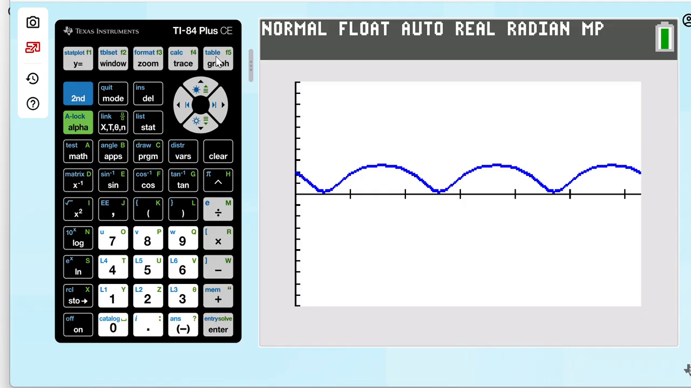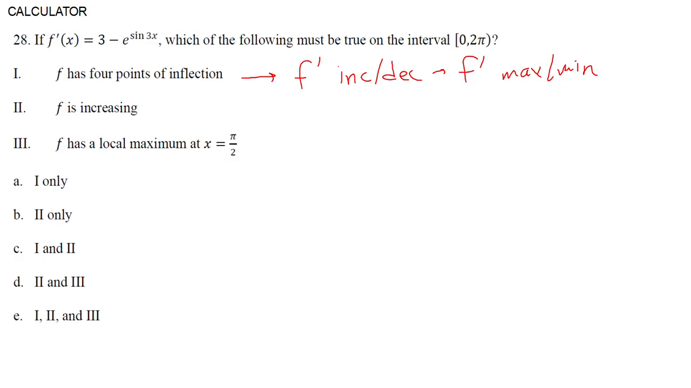So if we look at this, we can see that this has a minimum, then a maximum, then a minimum, then a maximum, then a minimum, then a maximum on that interval, which means we have 6 maxima or minima on this interval, which means that we have 6 points of inflection. So we certainly do not have 4 points of inflection, we have 6. So number 1, not true, which means we can eliminate A, C, and E.